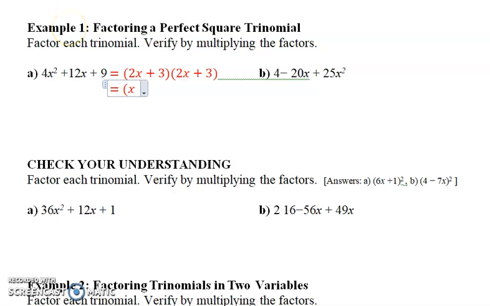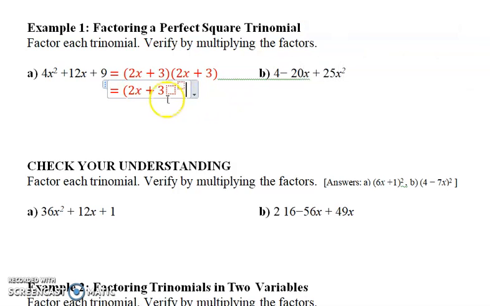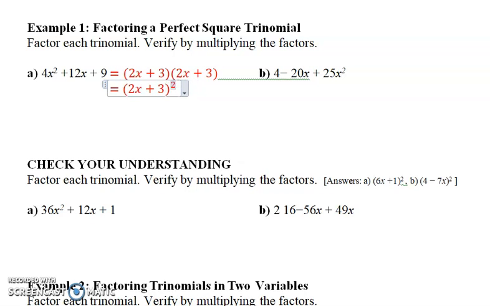Okay, so we can simplify this as 2x plus 3 written as a perfect square, right? This is the expanded form, and we can just condense it to (2x plus 3) squared.